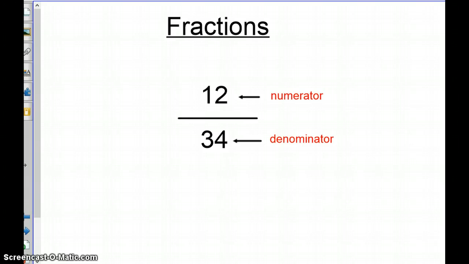So you break a whole into equal parts, and then typically only part of those parts are shaded or expressed in that fraction. So this fraction would be pronounced 12/34, and we need to remember that the bottom number in a fraction is called a denominator. That's how many equal parts the whole is broken into. The top number is called the numerator. So that's how many of those parts we are accounting for in this fraction.